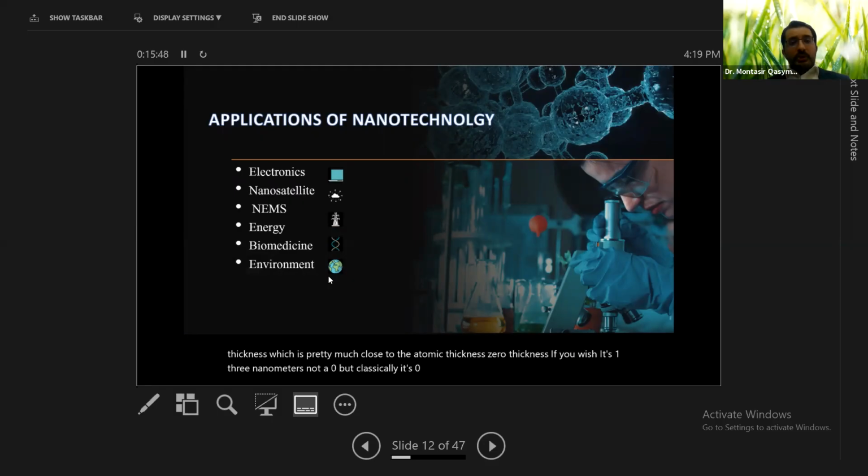Now, graphene is one result of nanotechnology. It's very important in many different applications, including electronics, nano satellites, NEMS, which is nano electromechanical systems, energy, biomedicine, and environment. We will come across all of these different themes and briefly mention how nanotechnology is bringing a lot of new applications and superior performance to each and every theme.